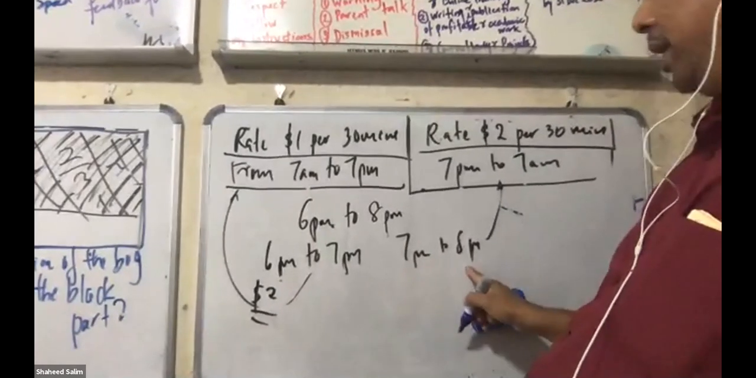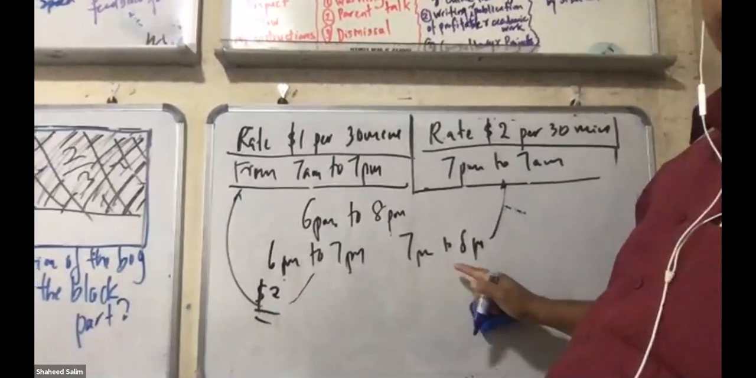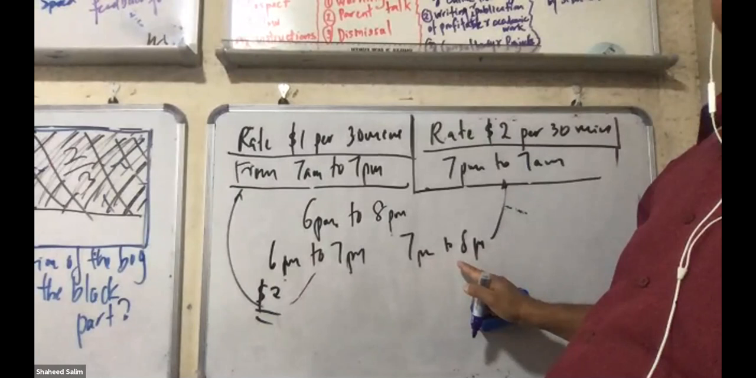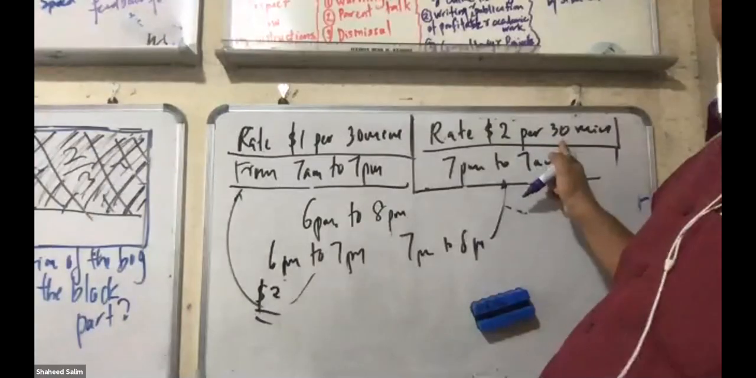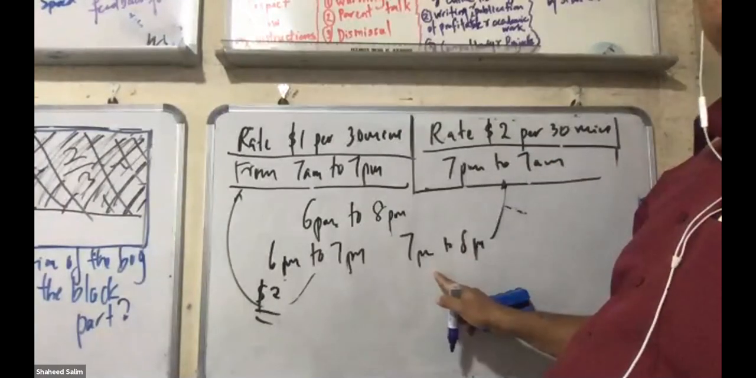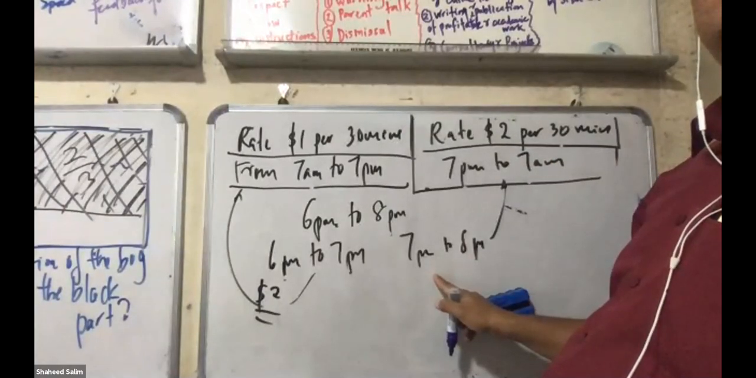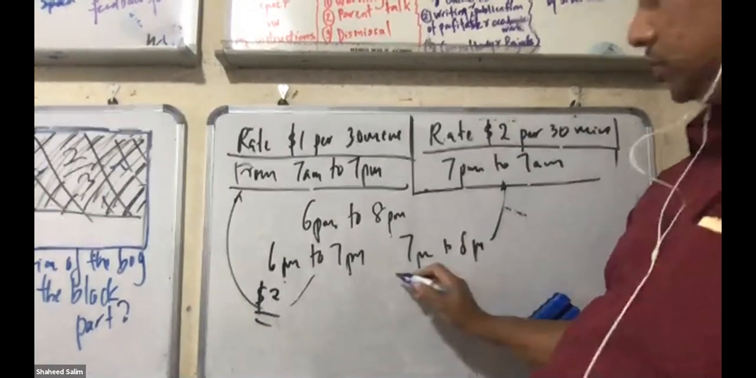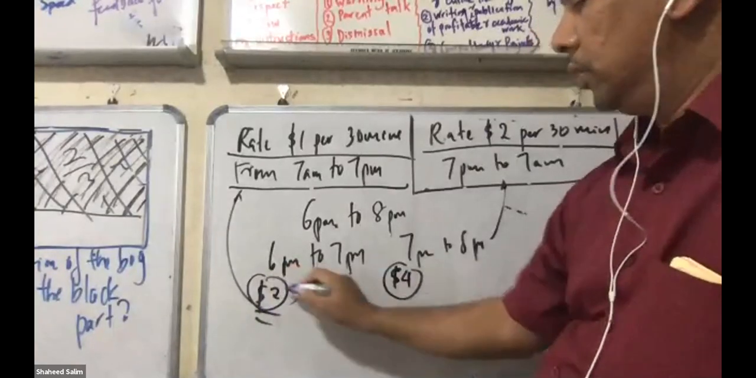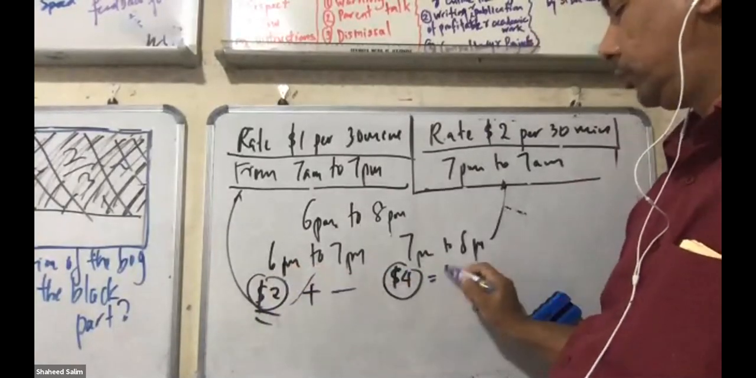From 7 to 8, how many sets of 30 minutes do I have here? Two. So the rate is $2 for 30 minutes. So how much do I pay here? $4. So altogether, I add these two, I get $6.